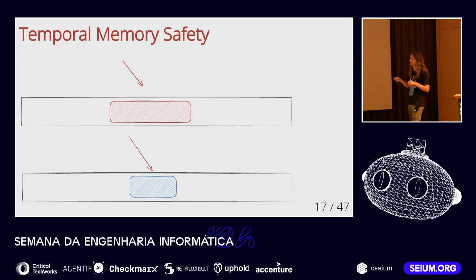Temporal memory safety is trickier. Here, at one point in time, you have an object, and you have a pointer to this object, and the pointer is perfectly fine. It points right into the object.